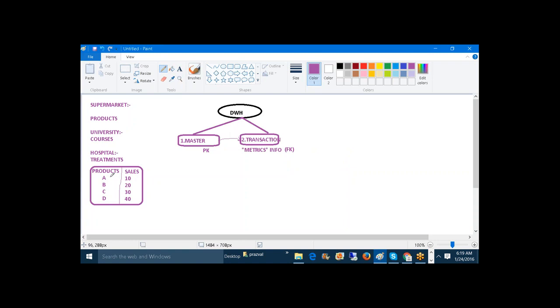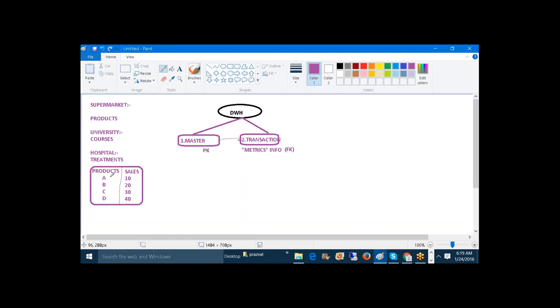Similarly, let's say you want to compare the performance of some students. You have 10 students and you want to analyze the performance of all the 10 students. So how to compare their performance? Again, with the help of some numbers like marks. So in simple terms, the master table contains the information about the business and the transaction table contains the metrics information. Metrics are nothing but the measuring points of the business, the numbers which are used to analyze the business.